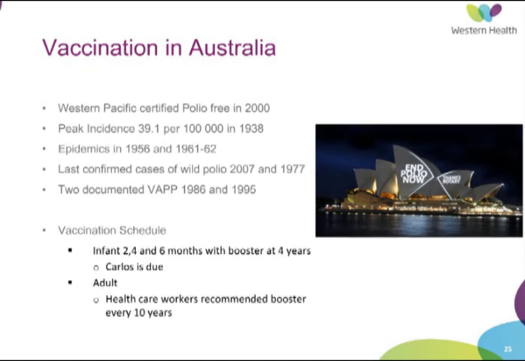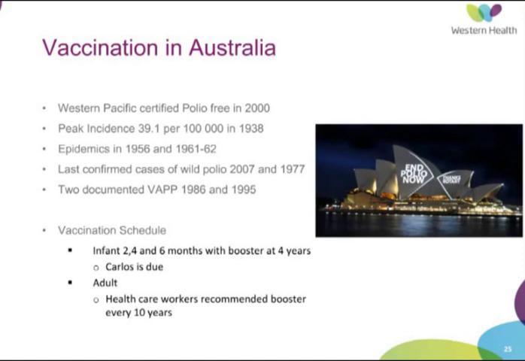The vaccination schedule in Australia is that the recommendation is that children are immunised at 2, 4 and 6 months and then get a booster at 4 years. And so this is included in the schedule with other vaccines at that time.